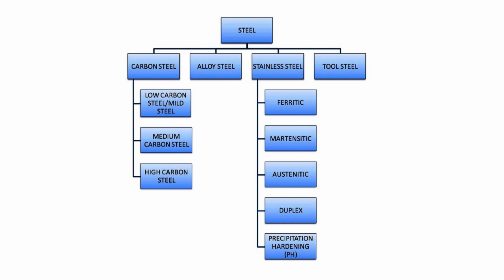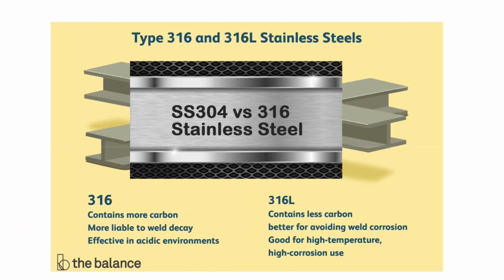Drilling down further, carbon steel can be low carbon. Stainless steel has several types, including ferritic, martensitic, austenitic, duplex, and precipitation hardening types. This leads us to a common and important comparison. Let's look at type 316 and 316L stainless steels.